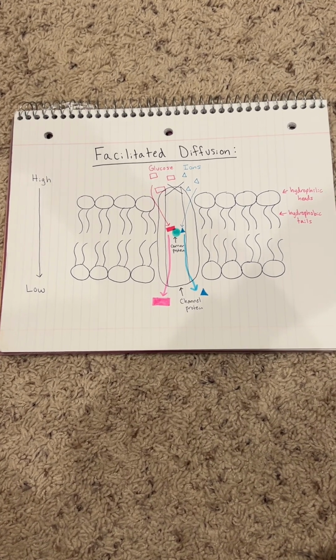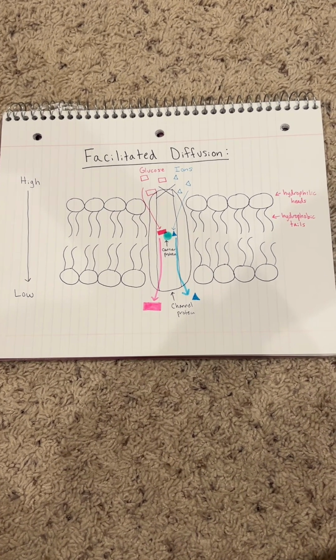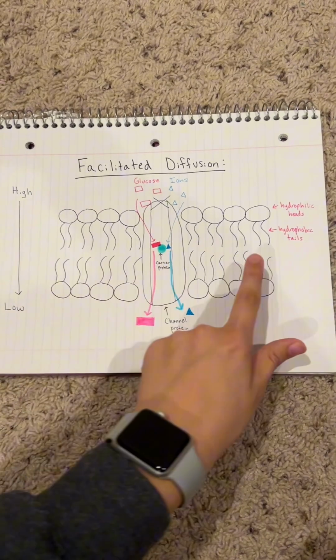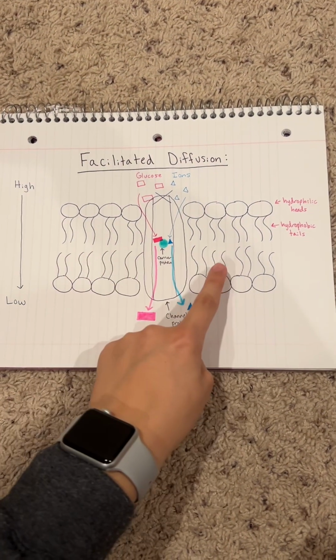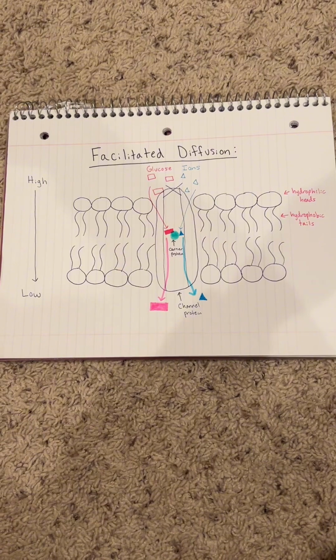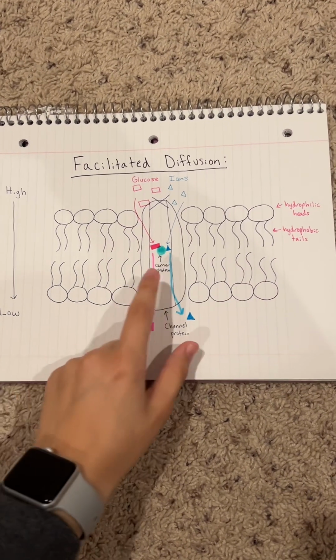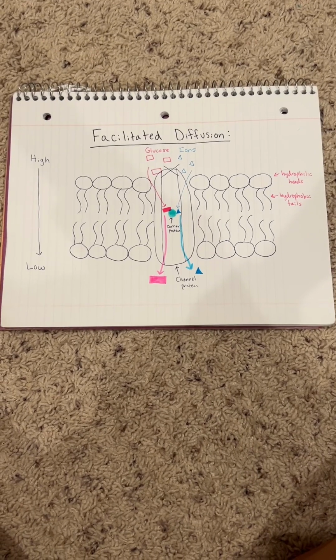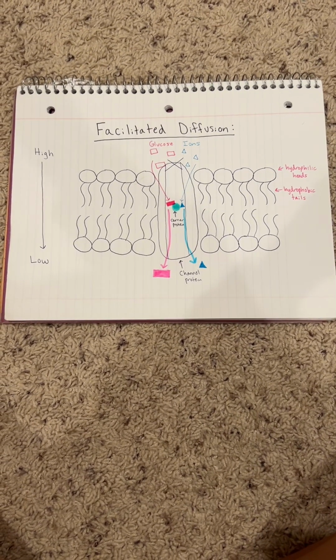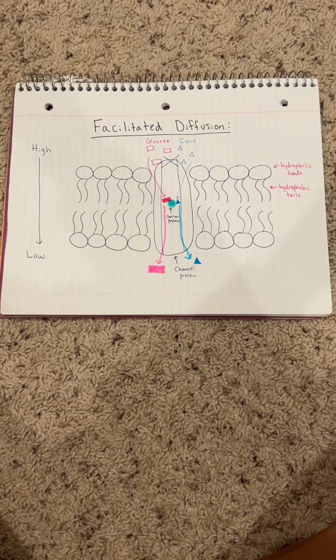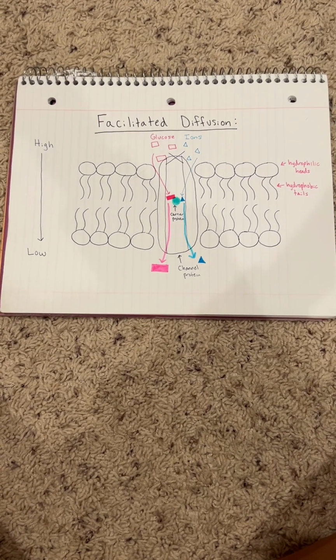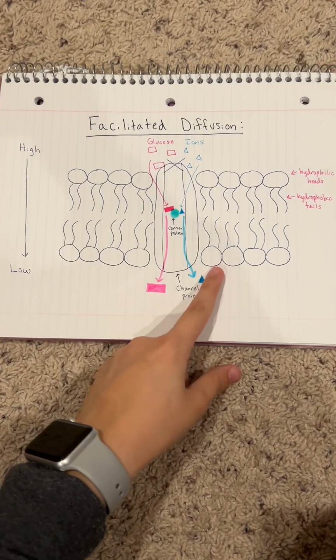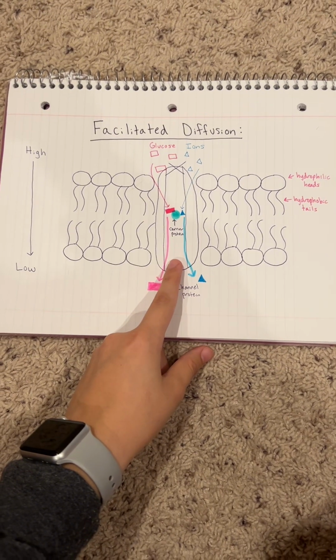So in this type of diffusion, the molecules are unable to pass through the hydrophobic core in the center of the plasma membrane, which is where the tails are. So they require a carrier protein to pass through the membrane, and that is located right here in the center. Molecules that use facilitated diffusion are usually large, polar, charged, and hydrophilic because they like water. This means that they cannot pass through the hydrophobic core, so they can use a carrier protein to get through.